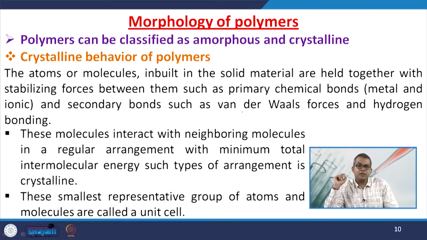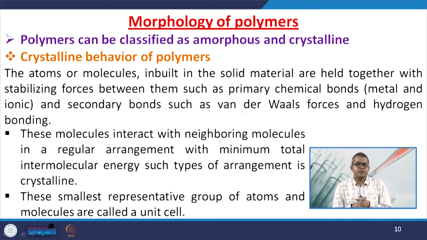They can be classified as amorphous and crystalline. Let us have a look at the crystalline behavior of polymers first. The atoms or molecules are built into the solid material. They are held together with stabilizing forces between them, such as primary chemical bonds, which we discussed in the first lectures, metallic or ionic, then secondary bonds like van der Waals forces and hydrogen bonding, etc. We have already discussed this a priori.